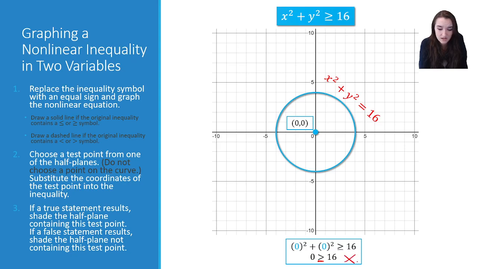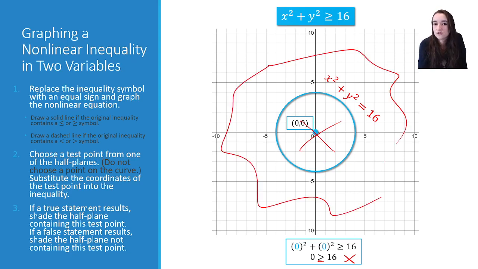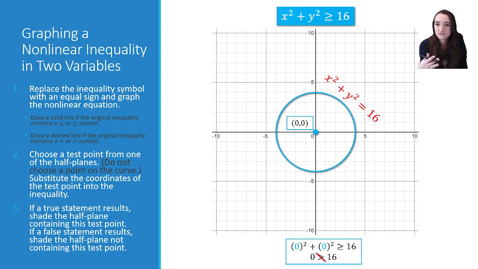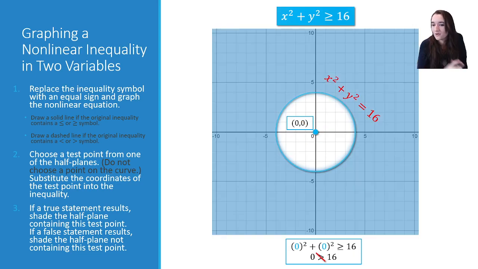That's just not true. So that tells me I'm not going to color in this area. This is not getting colored in. Instead, I'm just going to color in everything else. So, in doing so, it's going to look like the following.